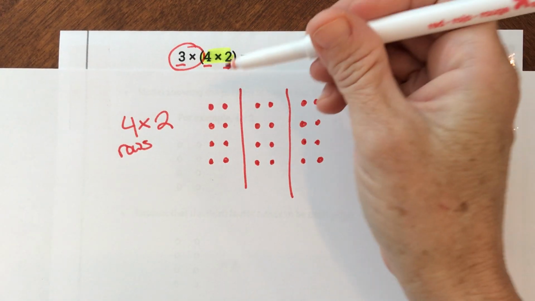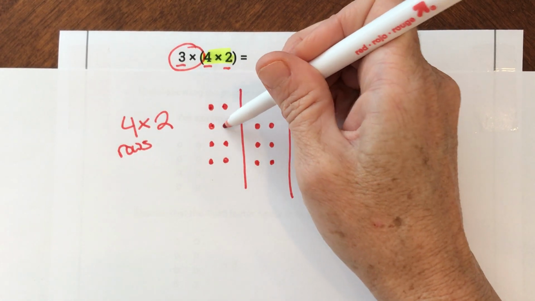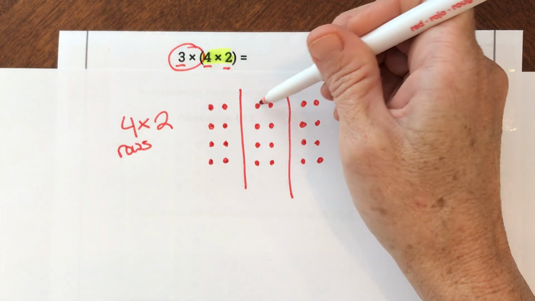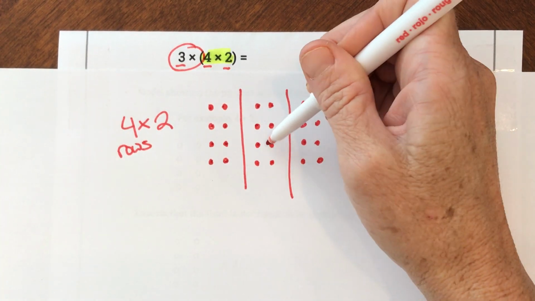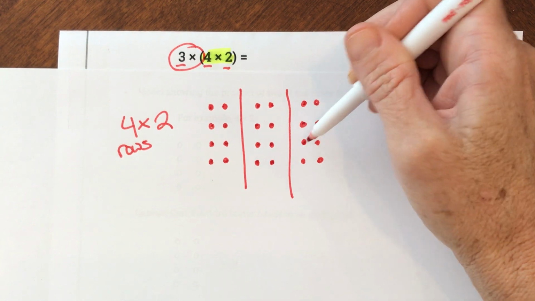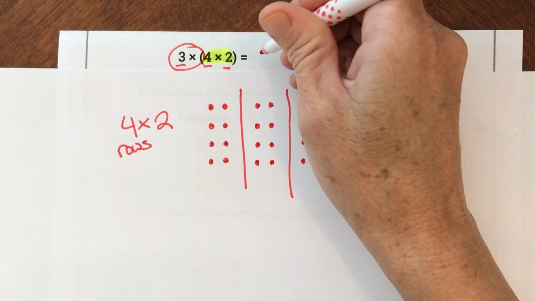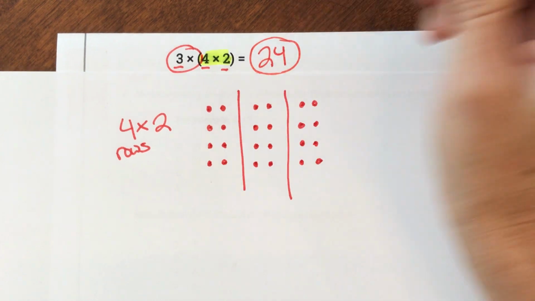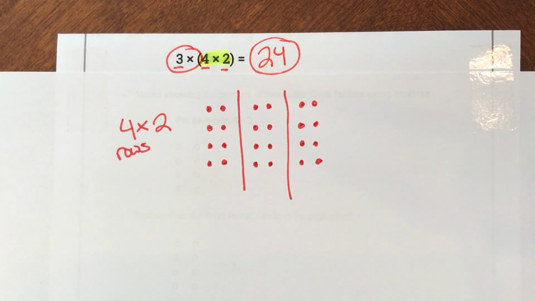So let's count what I have. 1, 2, 3, 4, 5, 6, 7, 8, 9, 10, 11, 12, 13, 14, 15, 16, 17, 18, 19, 20, 21, 22, 23, 24. So my product is 24.